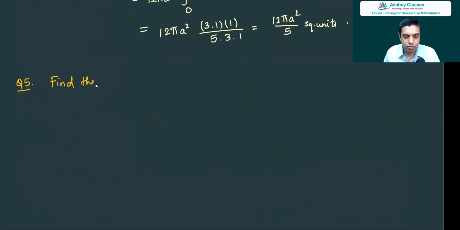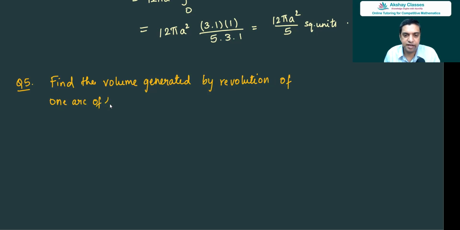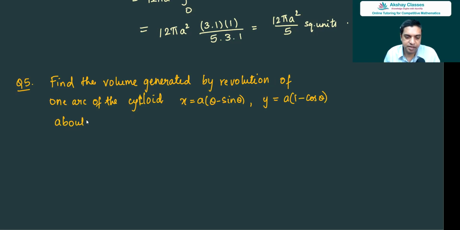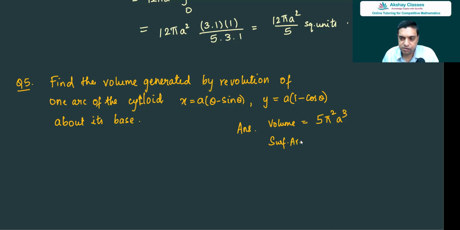Find the volume generated by revolution of one arc of the cycloid x is equal to a into theta minus sine theta, y is equal to a into 1 minus cos theta about its base. Volume and also find surface area. I'll give answers. You can verify your solution. Volume is 5 pi square a cube. Surface area 64 pi a square by 3.